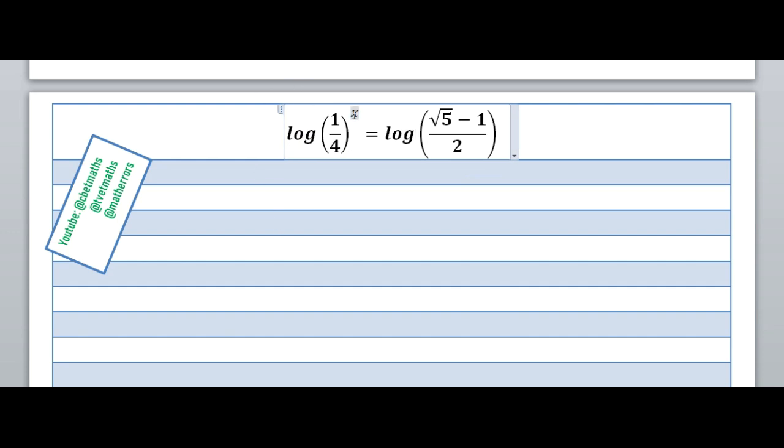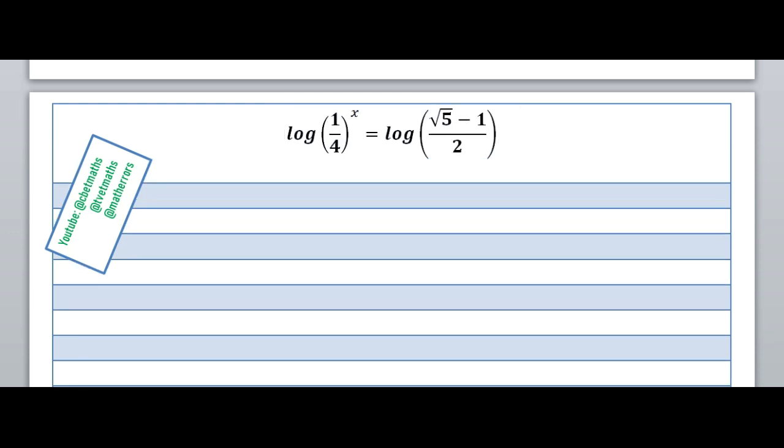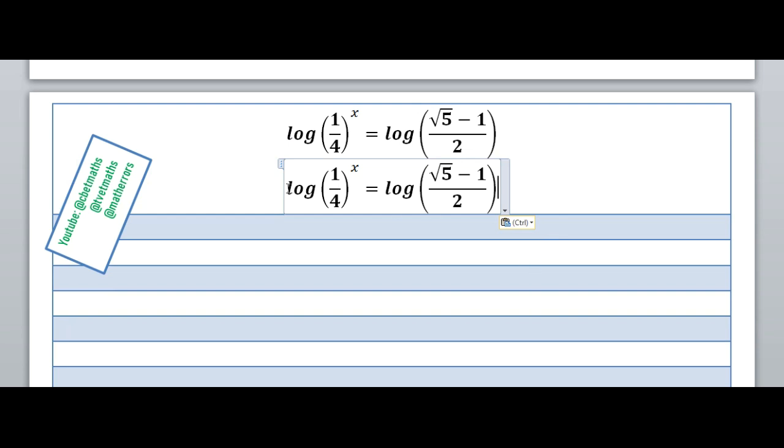So here, in the laws of logarithm, the power will become the coefficient. So the whole of this will be the same as x, the power, becoming the coefficient. Then we just remain with log 1 over 4. So for you to get the value of x, you divide both sides by log 1 over 4.